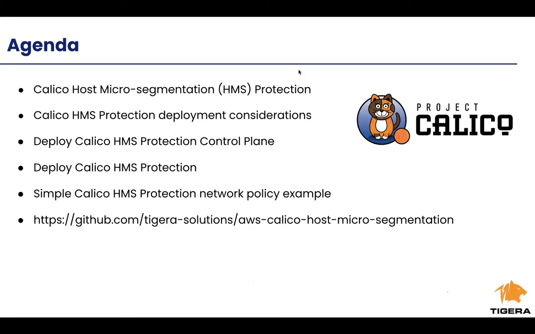Then after we've got the control plane up, we're going to deploy Calico HMS protection to an Ubuntu VM, and we're going to go through a very simple policy use case that we'll do together. It'll be a little bit interactive. All of the installation files and the documentation are captured in our GitHub at github.com/Tigera-solutions, and you can see I just pasted the link into the chat.